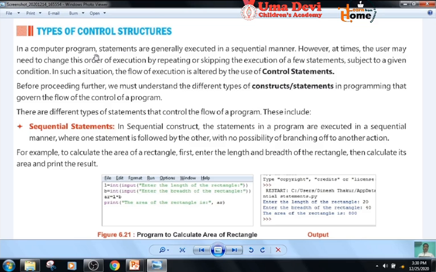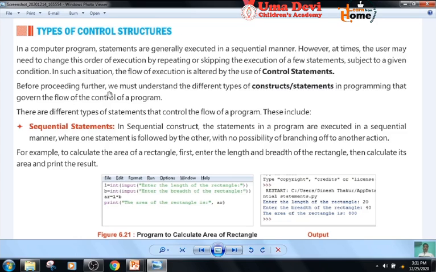In a computer program, statements are generally executed in a sequential manner. However, at times, the user may need to change this order of execution by repeating or skipping the execution of a few statements subject to a given condition. In such a situation, the flow of execution is altered by the use of control statements.